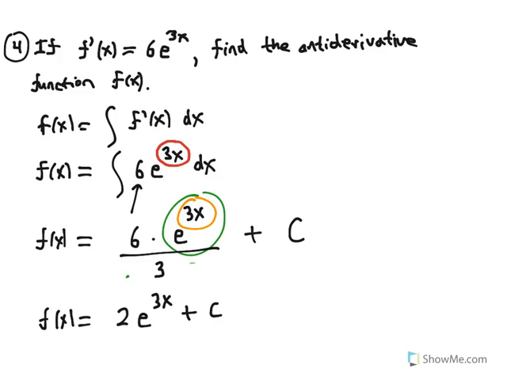In other words, you can have any constant in place of c, whether that constant is 0, a positive number, or a negative number. You can verify that we found the correct antiderivative by taking the derivative of f of x, and it will give you 6 times e to the 3x.